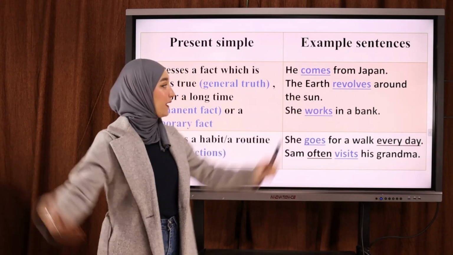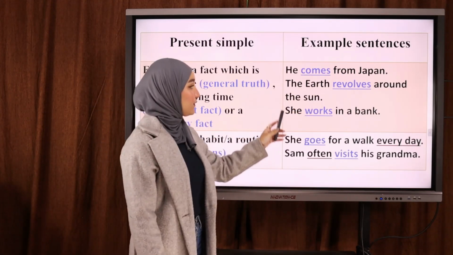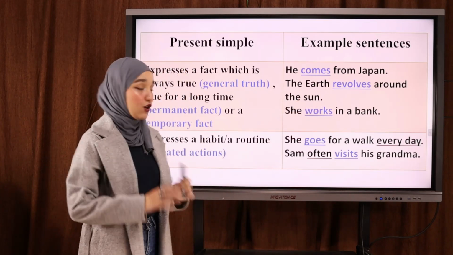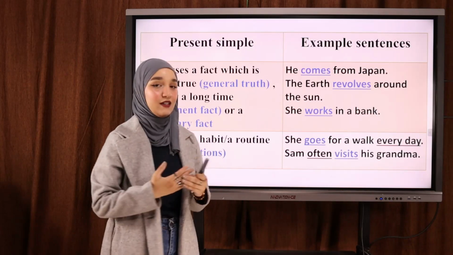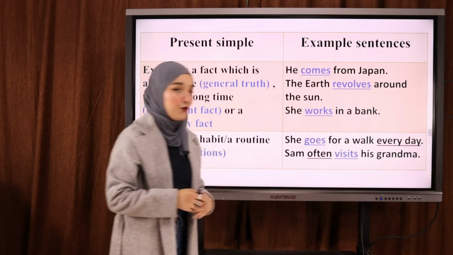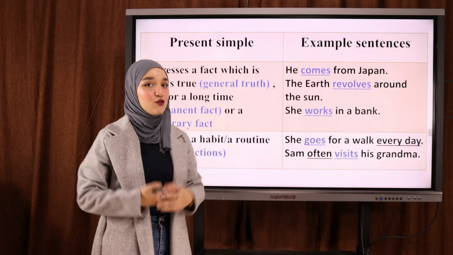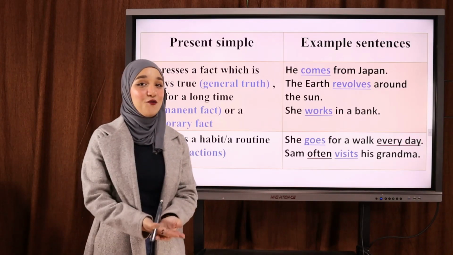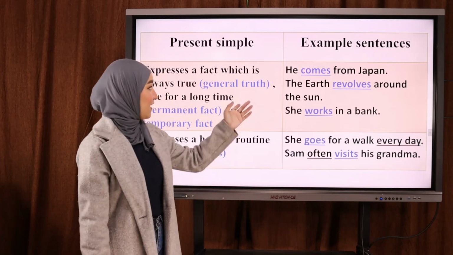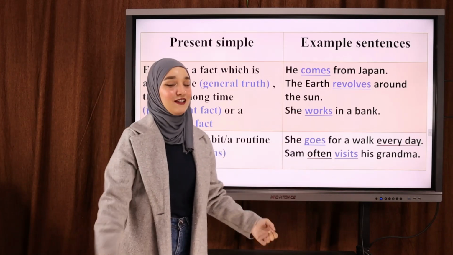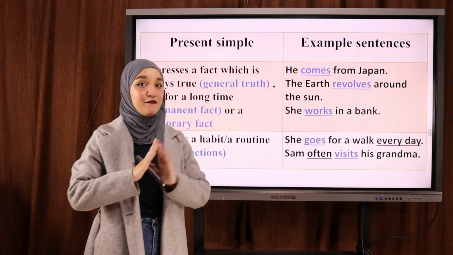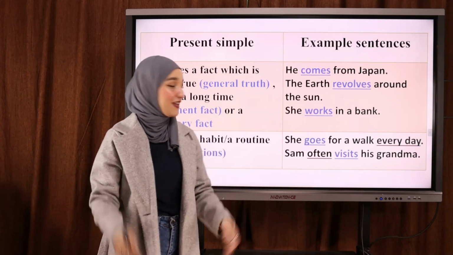He comes from Japan. Another example, the earth revolves around the sun. الأرض تدور حول الشمس. So this is a general truth. Everyone knows that the earth revolves around the sun. Studies show, أثبتت الدراسات, that the earth revolves around the sun. So this is 100% fact, general truth.